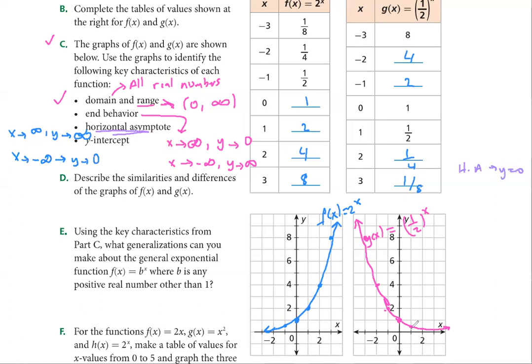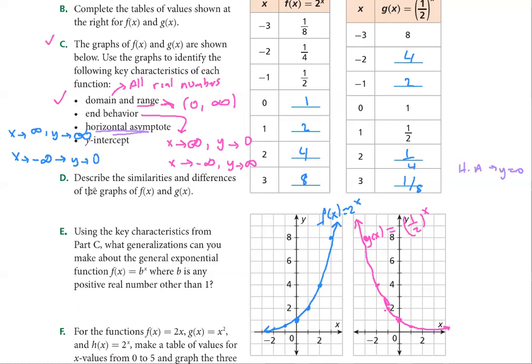And it's the same thing for both. This graph is also approaching y equals 0, right? So that's your horizontal asymptote. And the y-intercept is actually the same for both. So (0, 1). This is also (0, 1). So we are done with choice C.